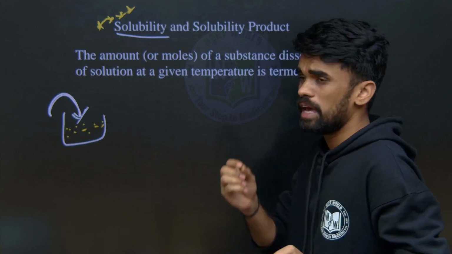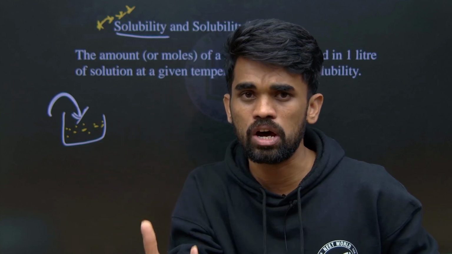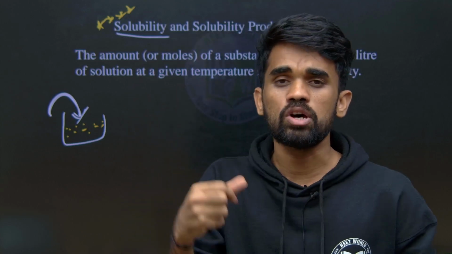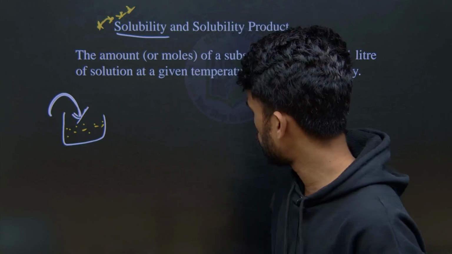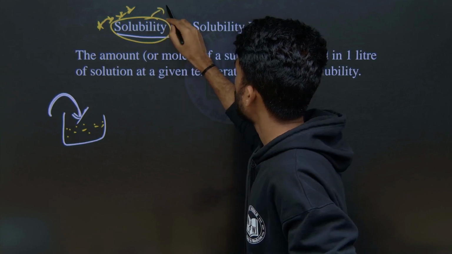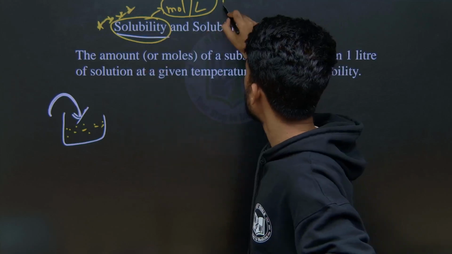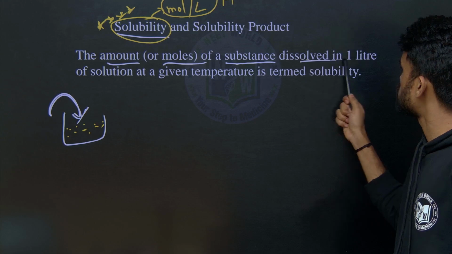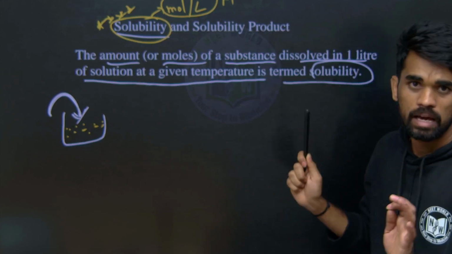Now the amount of solute that is dissolved in that solvent is considered to be its molarity, or its solubility. The amount of substance that is dissolved in the solvent is its solubility, or we can also call it molarity. Therefore, what is the unit for solubility? I can say mole per liter. So molarity is a unit of solubility. The number of moles of substance dissolved in 1 liter of solution at a given temperature is termed solubility. I hope it is clear.